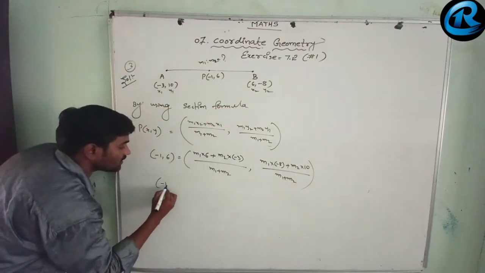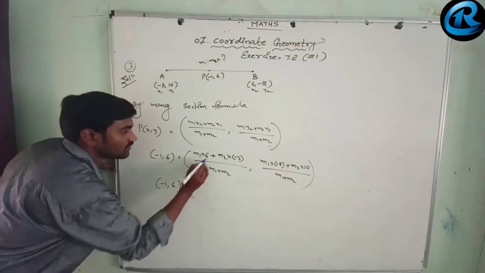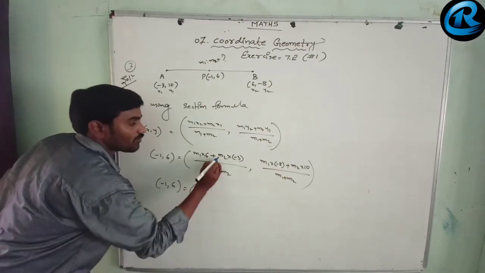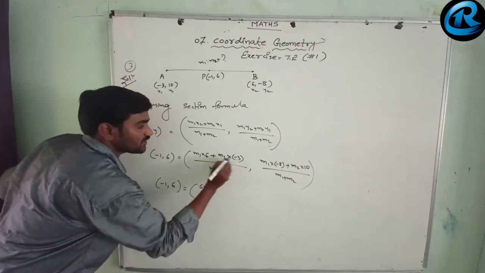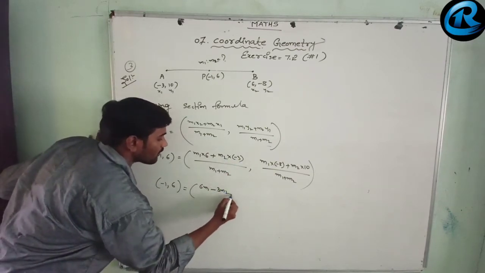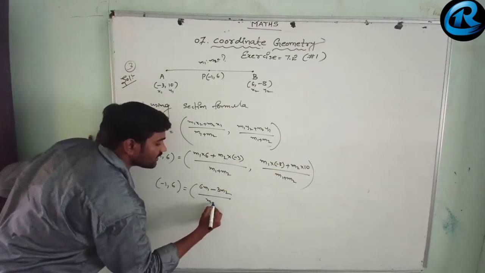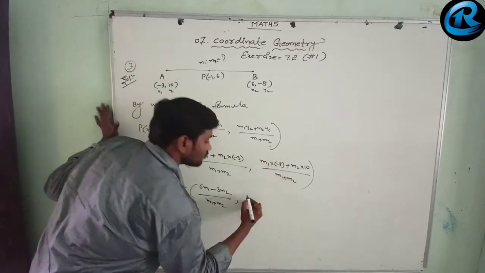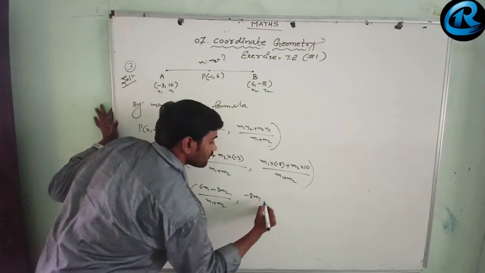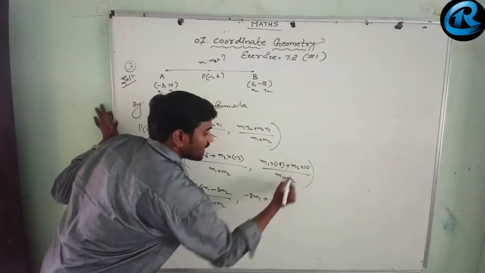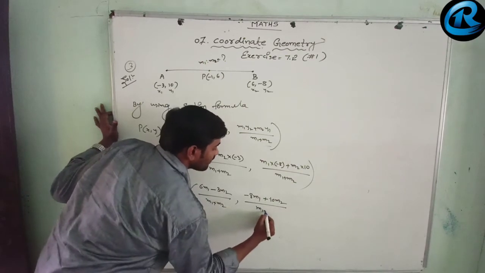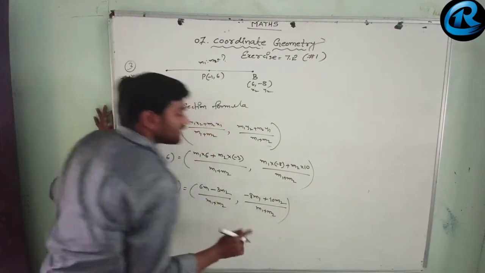Simple. Now minus 1 comma 6 is equal to 6 into m1, 6m1, now plus into minus is minus 3 into m2, 3m2, by m1 plus m2, multiply the end. Okay, minus 8 into m1, minus 8m1, plus 10 into m2, 10m2, by m1 plus m2. Till here okay.